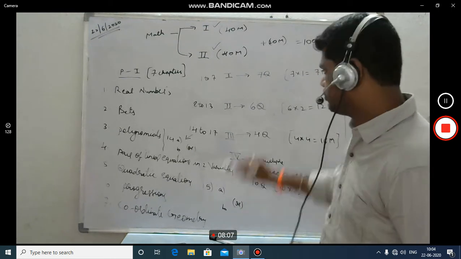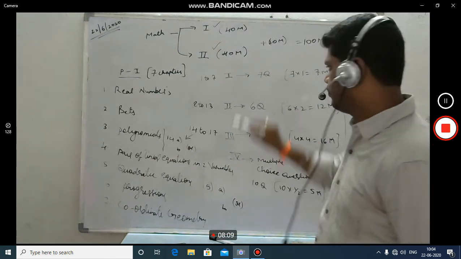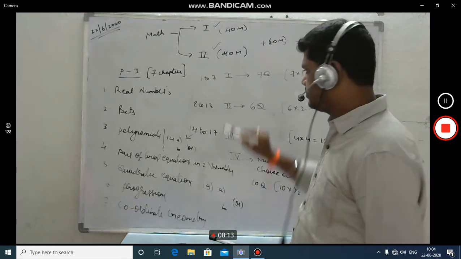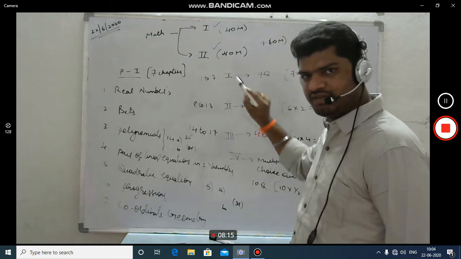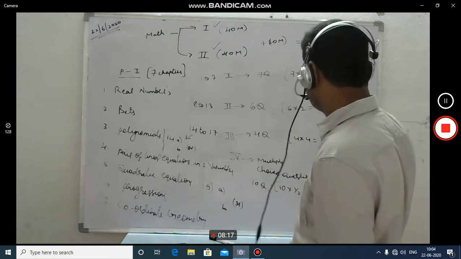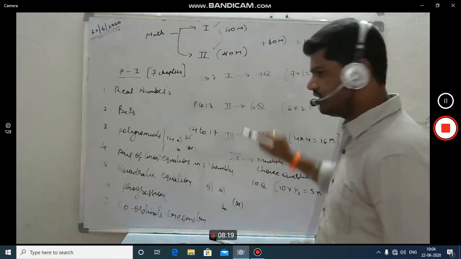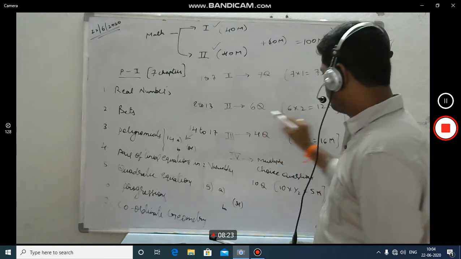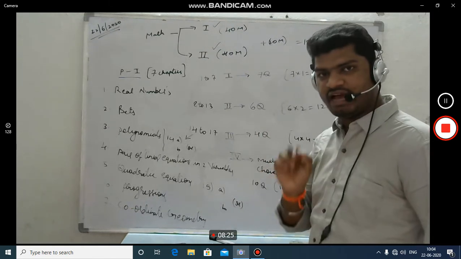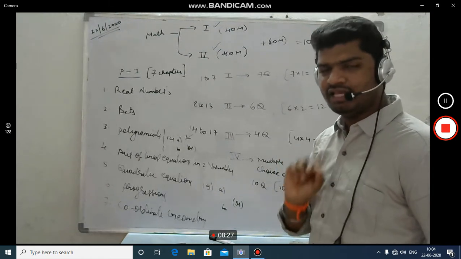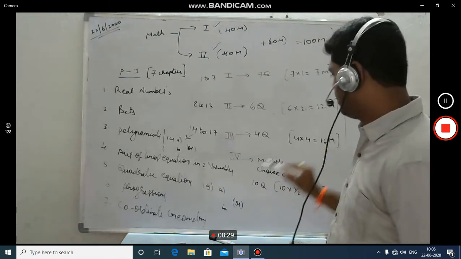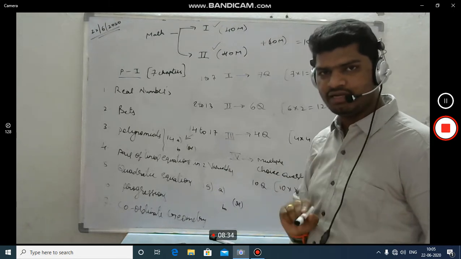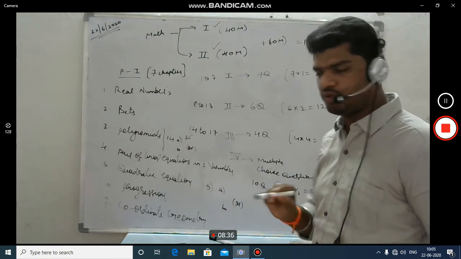In paper 2 also we have the same pattern. Section 1, section 2, section 3, section 4. Section 1 doesn't have any choice. 7 questions, each carries 1 mark, total 7 marks. In section 2 we don't have any choice. Each question carries 2 marks and the total is 12 marks. In section 3 we have internal choice. Each question carries 4 marks and the total is 16 marks. Section 4 has multiple choice questions, total 10 questions, each carries half a mark, total 5 marks.